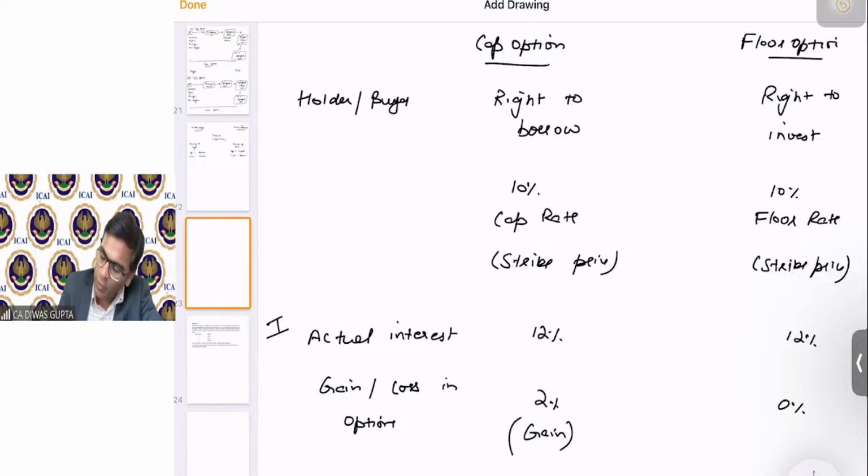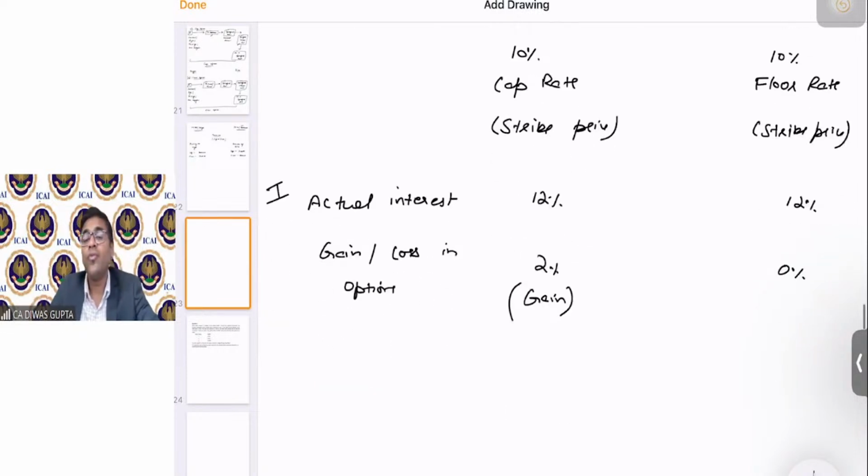And here it will be 0% because for a person who wants to invest, if he has a right to invest at 10%, but the market is giving 12%, what he will do with that right? Nothing. Under that option, there is 0% gain or loss. Correct? Because he will just go in the open market and invest at 12%.